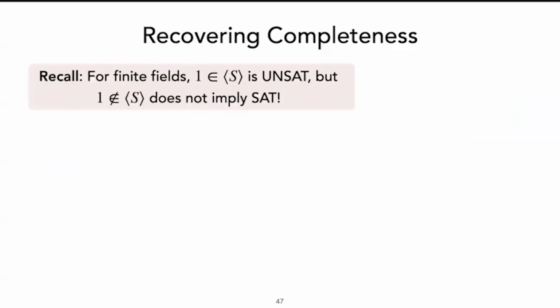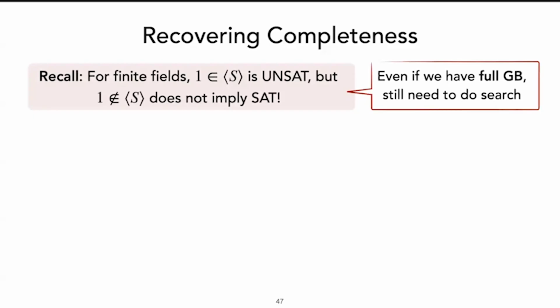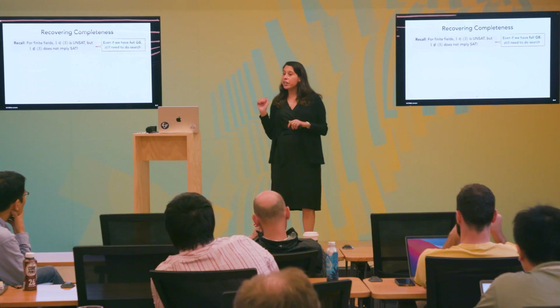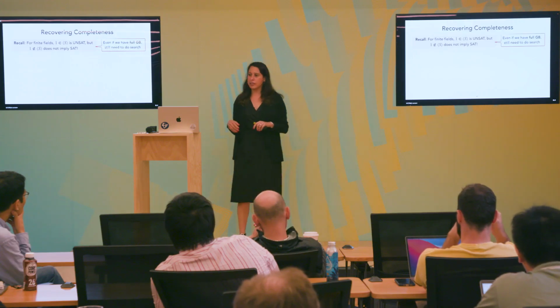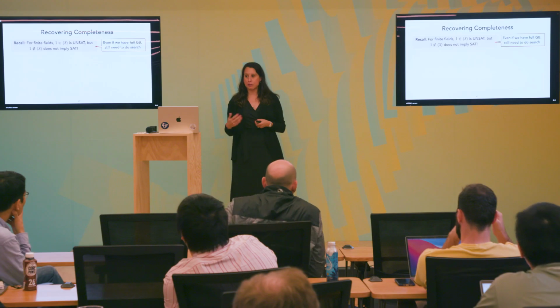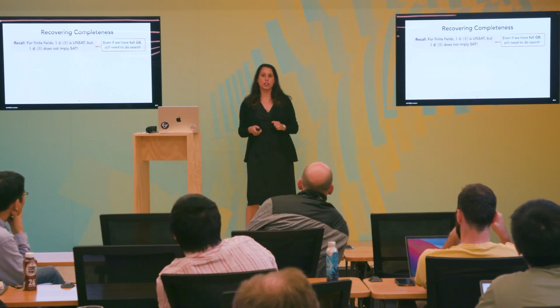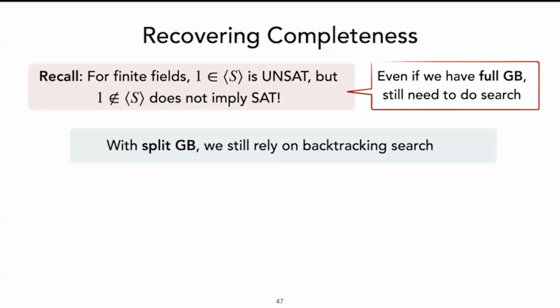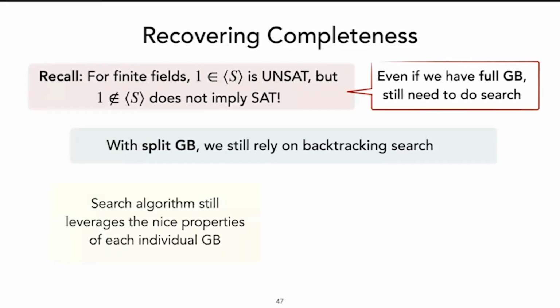So recall what I said earlier. Even in the case where we compute the full Gröbner basis, this doesn't give us a full decision procedure, right? Because we don't have that nice if and only if property. Even if we computed a full Gröbner basis, we would still need to do some kind of backtracking search for model construction. If we have a split Gröbner basis, we do the same. If we cannot prove unsatisfiability using any individual basis, we're going to rely on backtracking search.